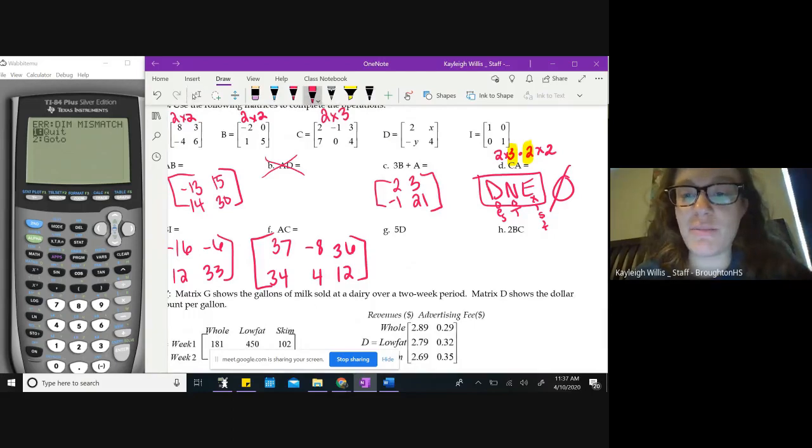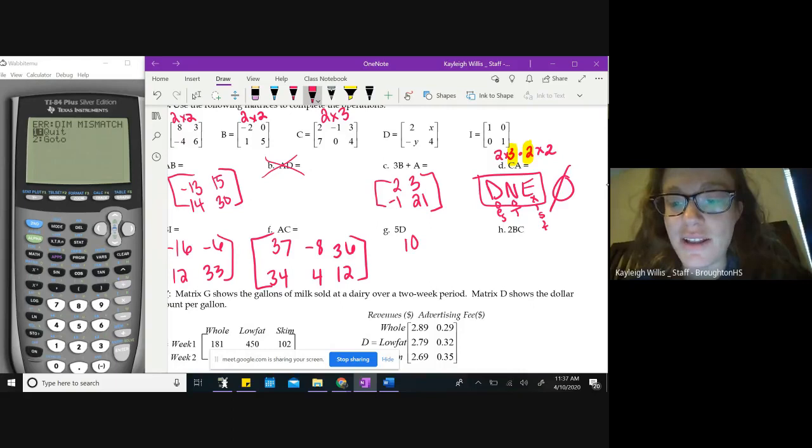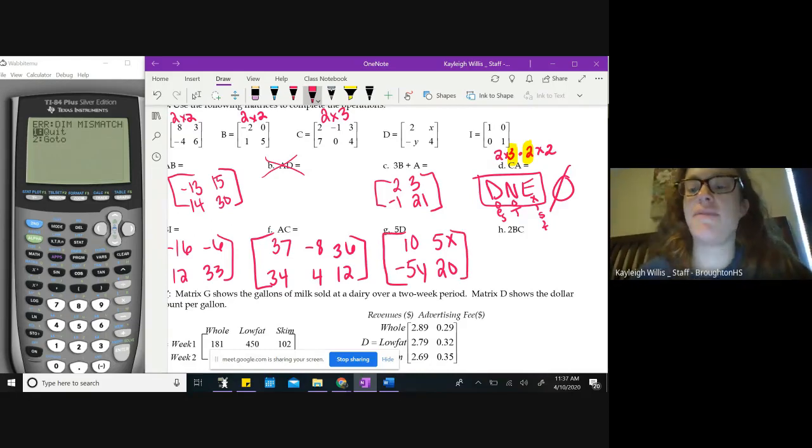And then for G, there's that scalar again. So that means I just need to multiply everything in D by 5. So I would have gotten 10, then 5x, and -5y, and 20. So all that means is just multiply the whole thing by 5.